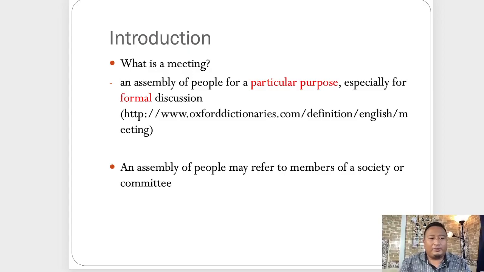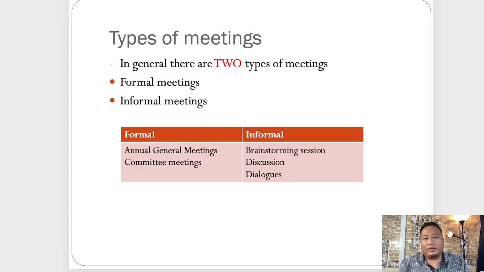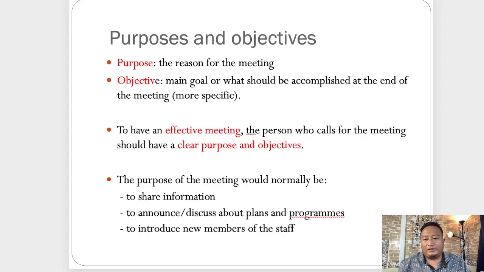So, types of meeting: we have two types, the ones I already discussed before. The first one is formal, the second one is informal. Formal: annual general meetings and committee meetings. Informal: brainstorming sessions, discussions, dialogues, or any discussion you have at the mama stall or whatsoever. Those are what we call informal meetings.